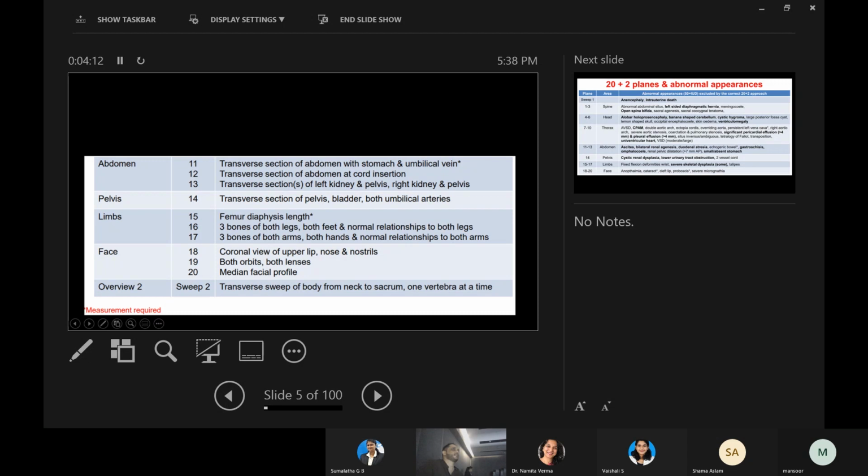Then the final sweep from head to toe of the baby, that is the neck to the sacrum. Head we can screen separately. The neck to sacrum, just at each vertebral level, take a transverse section, sweep your probe across each vertebra, and at each level, keep seeing the anatomy of the baby. So that is how we finished it, 20 planes and the 2 overviews.